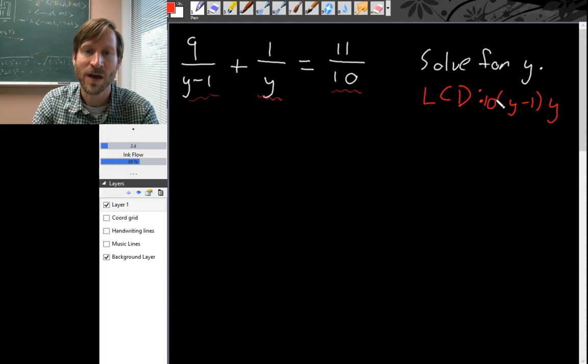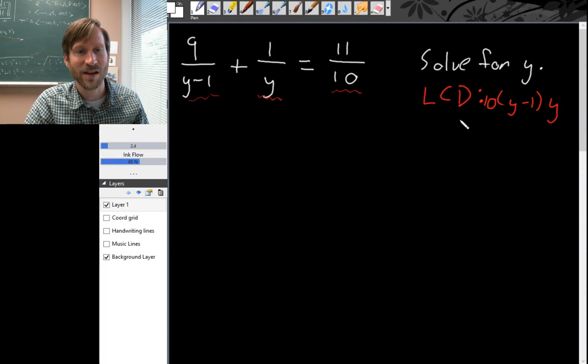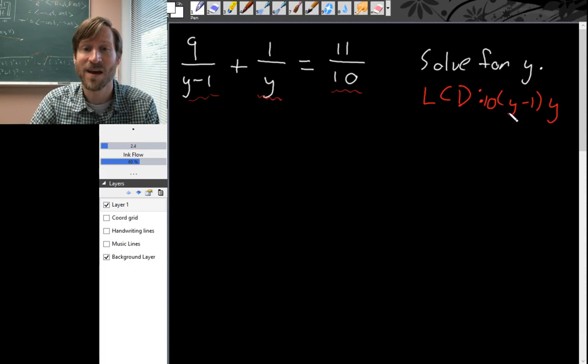This 10 is actually optional. If you're willing to do a lot of fraction arithmetic, we could leave this denominator 10 alone, but it'll make it a little easier to get all of the denominators, even this 10, out of the way. So our LCD is 10 times y minus 1 times y.